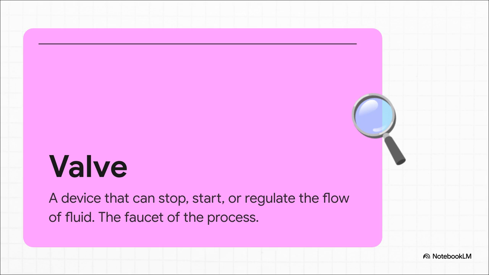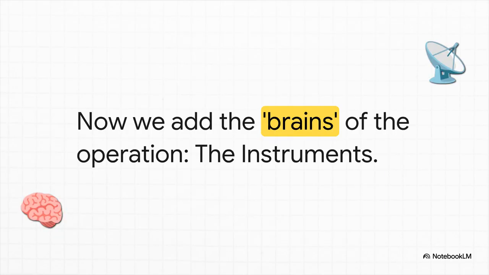This symbol tells you there's a device that can open, close, or just partially restrict the flow, giving operators incredibly precise control over the whole process. So, we've got the body figured out. The pipes, the pumps, the tanks. But what about the nervous system? What about the brains of the operation? That's where the instruments come in.